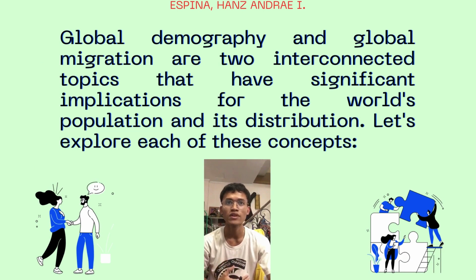Global demography and global migration are two interconnected topics that have significant implications for the world's population and its distribution. Now let's explore each of these concepts.